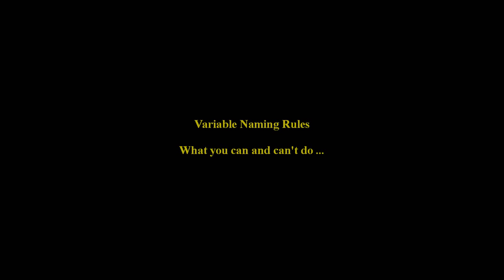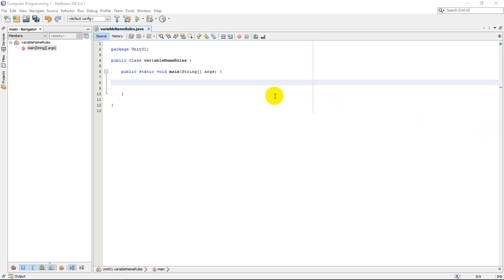In this video, I'll talk about some of the naming conventions and rules for naming variables when you're writing a Java class. So I've created a new class called Variable Name Rules. Really kind of boring, actually, but okay. And I'm going to create a string variable. And remember, we can call it anything we want.